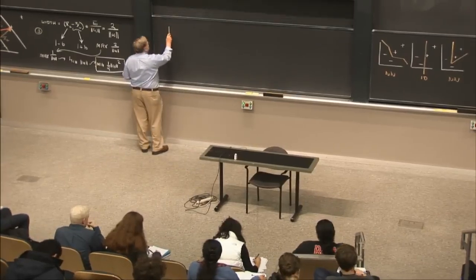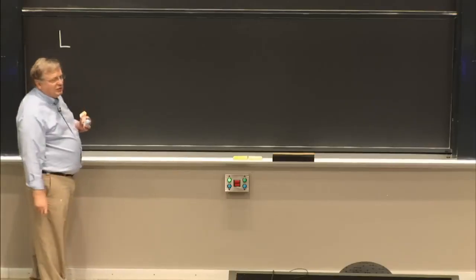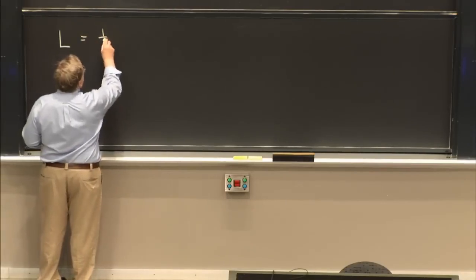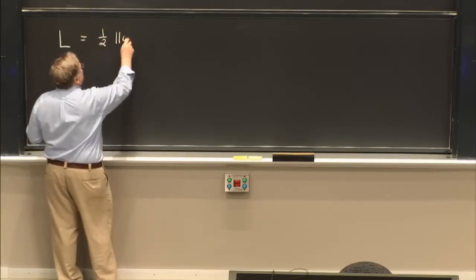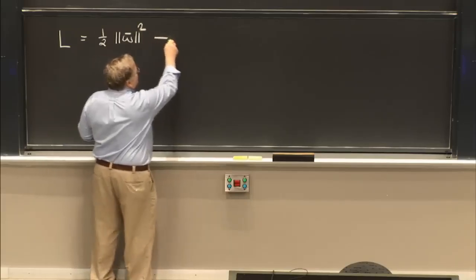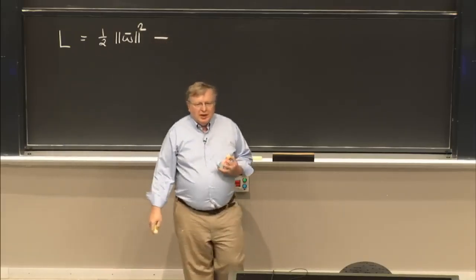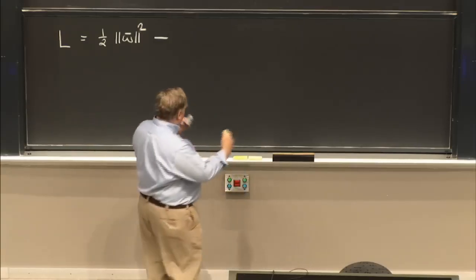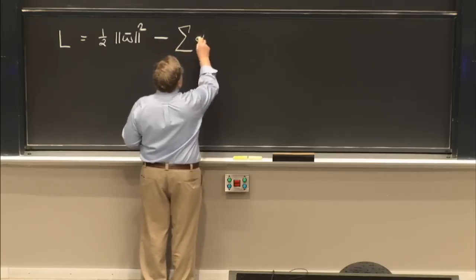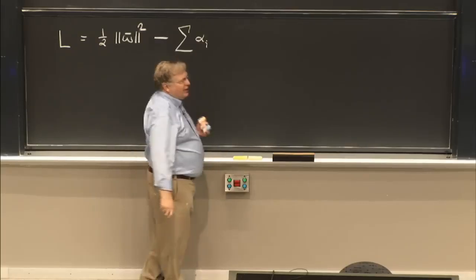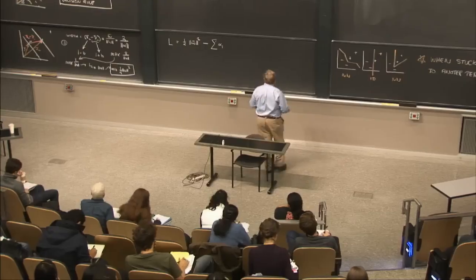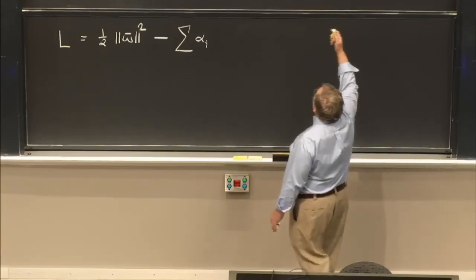We're going to say that L, the thing we're going to try to maximize, in order to maximize the width of the street, is equal to 1/2 times the magnitude of that vector W squared minus, and now we got to have a summation over all the constraints. And each of those constraints is going to have a multiplier, alpha sub i. And then we write down the constraint.